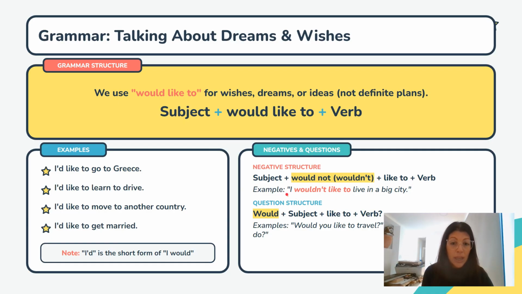For example, I wouldn't like to live in a big city. I like the countryside. And in the question form, we move would to the beginning, then the subject, then like to, and then the verb. For example, would you like to travel? Yes, I would, or no, I wouldn't.